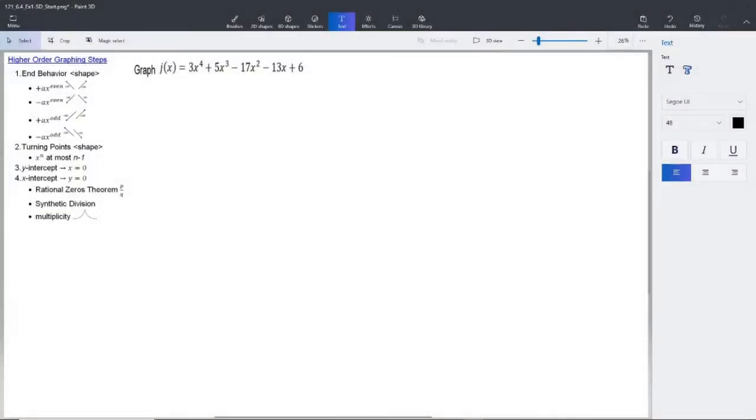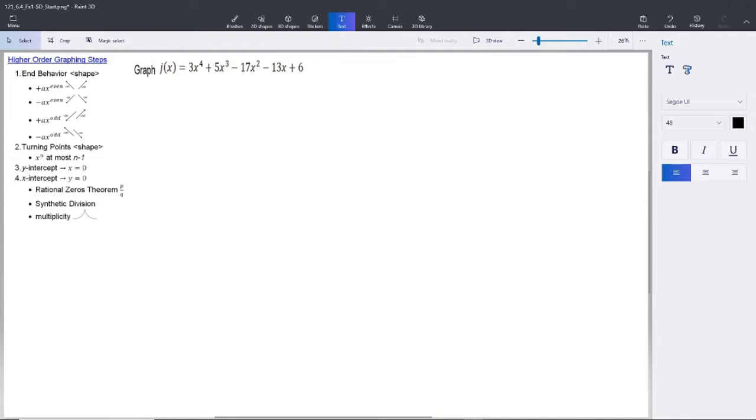So let's put it all together. Your book doesn't have a very good example for this, and so I've made up my own. We're going to graph j of x equal to 3x to the fourth plus 5x cubed minus 17x squared minus 13x plus 6. I figured the j of x was a good touch since I'm making this problem up, me, Jeff Paganini, your professor. So j of x is what we're going to go with.